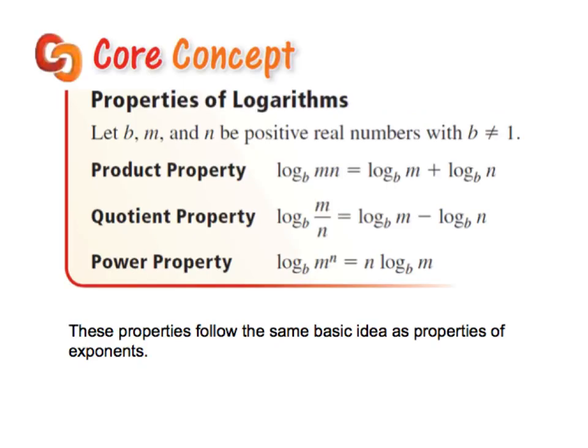The product property says that if you are taking the log of two numbers being multiplied together, like the log base b of m times n, when you break that apart, it'd be log base b of m plus log base b of n. Similar to when you had exponents, if two things were being multiplied together, you added the exponents. When you are multiplying the log of two things, you break it apart and you add the two pieces together.